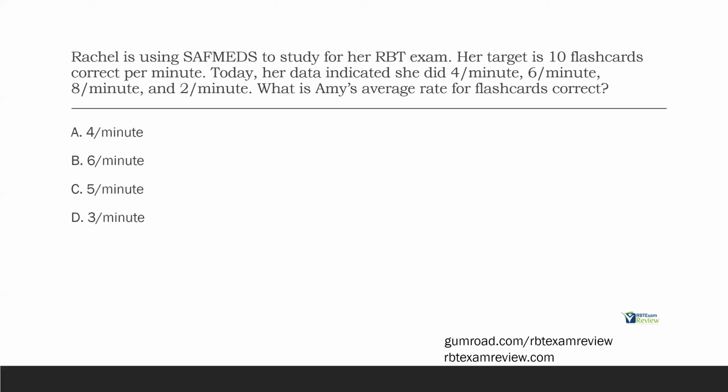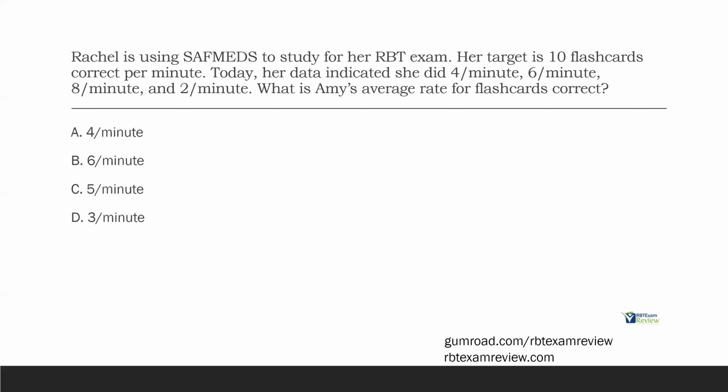Rachel was using SAFMEDS to study for her RBT exam. Her target is 10 flashcards correct per minute. Today, her data indicated she did 4 per minute, 6 per minute, 8 per minute, and 2 per minute. What is her average rate for flashcards correct? Okay, first SAFMEDS, right? Say all fast, minute every day shuffle. Basically, it's a flashcard system where you're trying to do as many flashcards as possible within a minute. Fantastic way to study. I recommend it, okay?